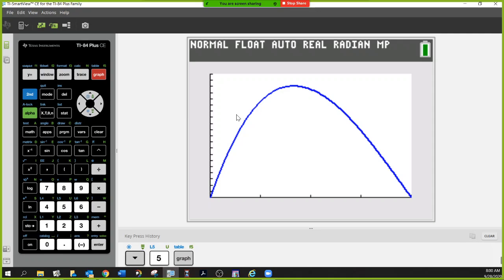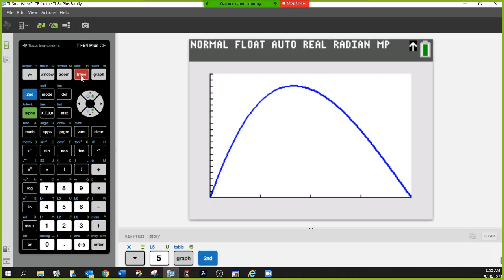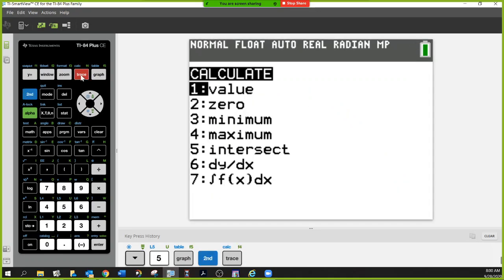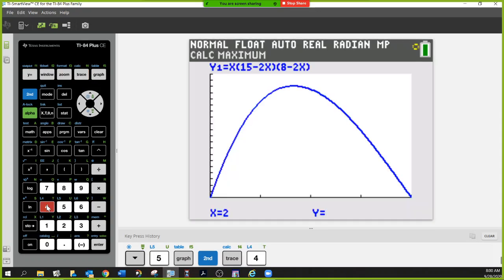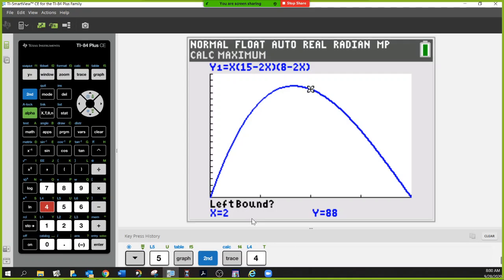A Y value. The next question says, how big should the cutout be in order to get there? That's the X. So once we find this maximum value, Y is the answer for C and X is the answer for D. To find your maximum, you go to second trace, which is the calculate menu, second trace. And then maximum is the number 4.